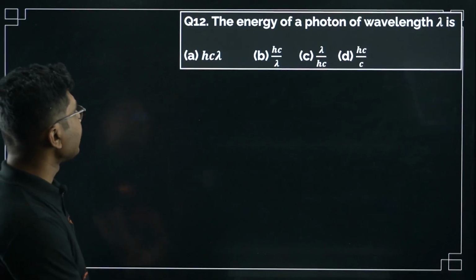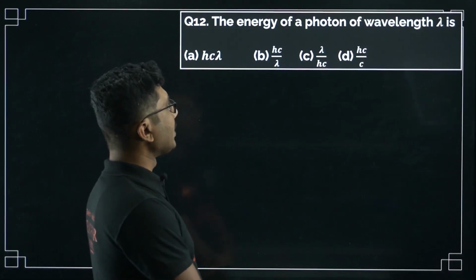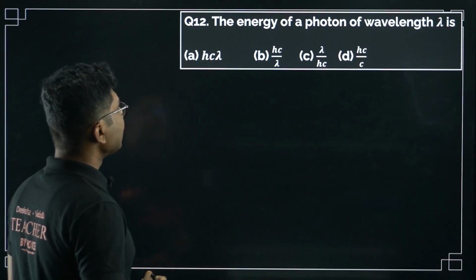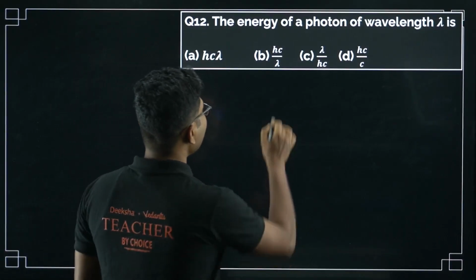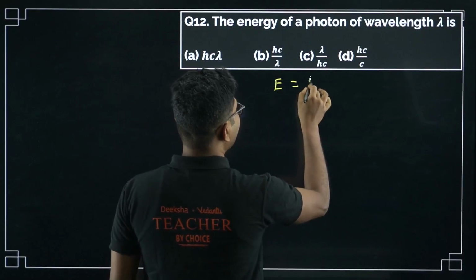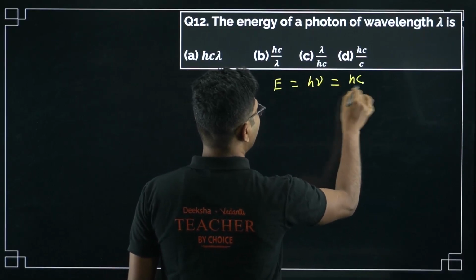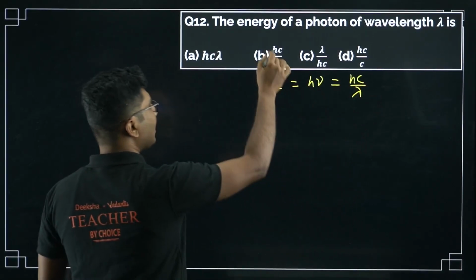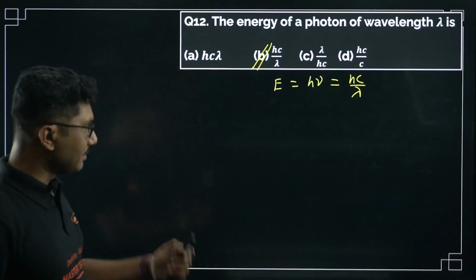Next question: the energy of a photon of wavelength lambda is? Energy of a photon is h nu, that is hc by lambda, since nu is c by lambda. So the correct answer is hc by lambda.